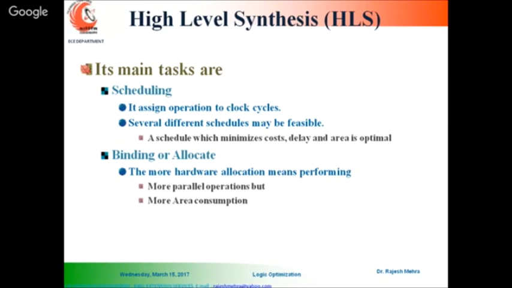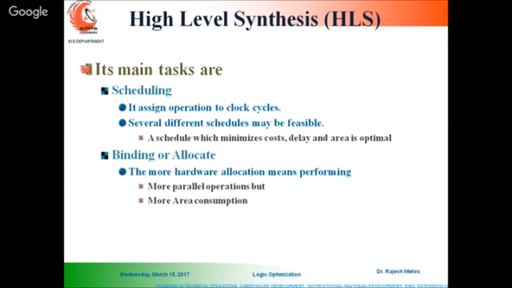Basically binding is nothing but you allocate the resources to your design. So as I told you, you can go for parallel design, you can go for serial design, depending upon your requirement or design constraints. Your design constraints can be area constraint. You have limited area, in that case you have to reduce the area consumption. Your design consideration or constraint, it may be your delay. You have to achieve results at a very high speed.